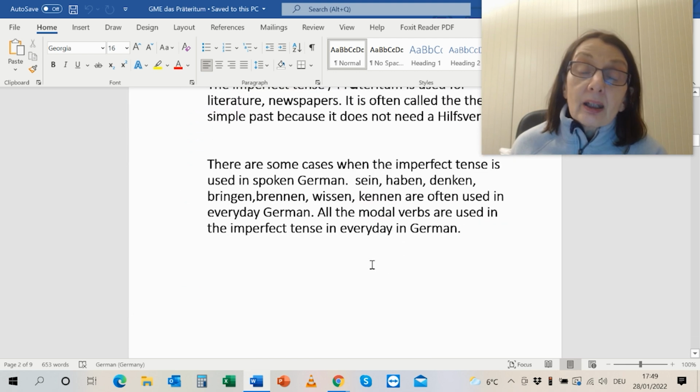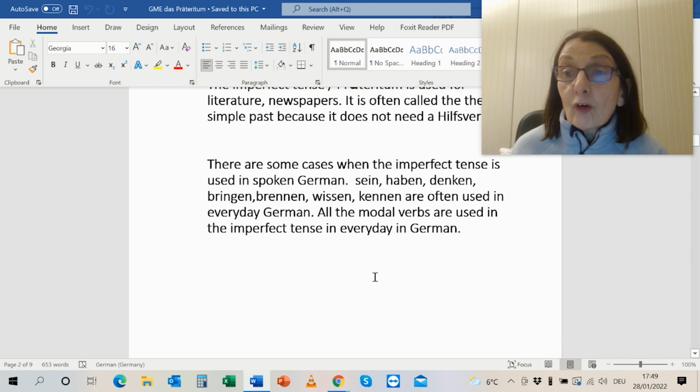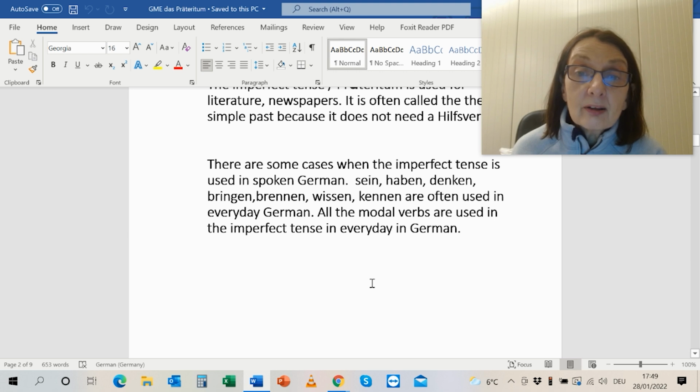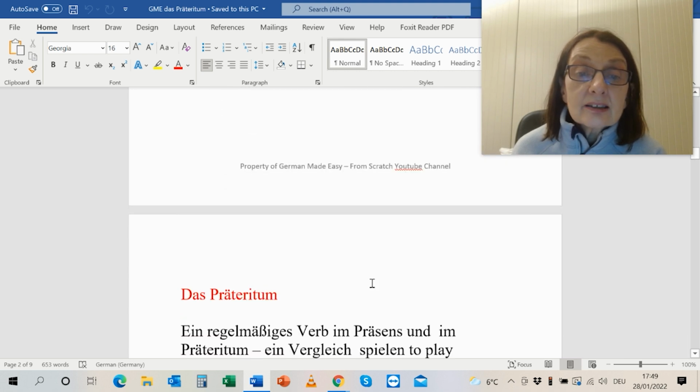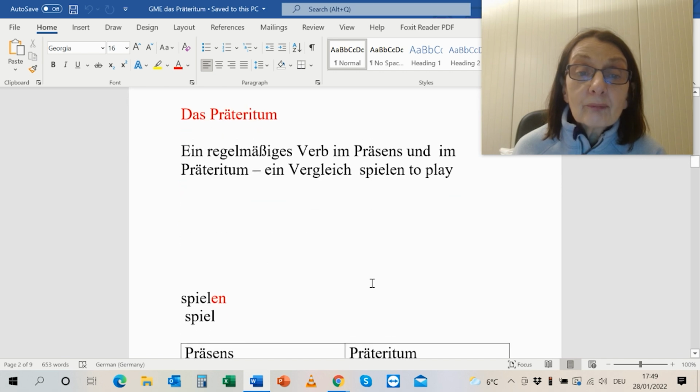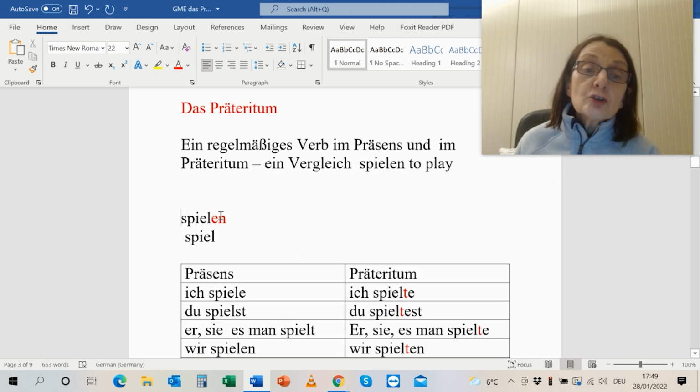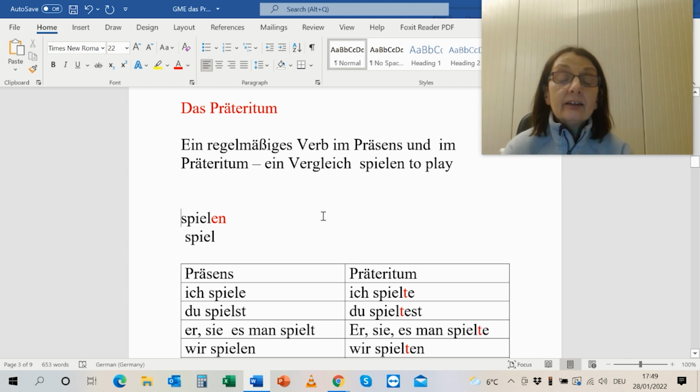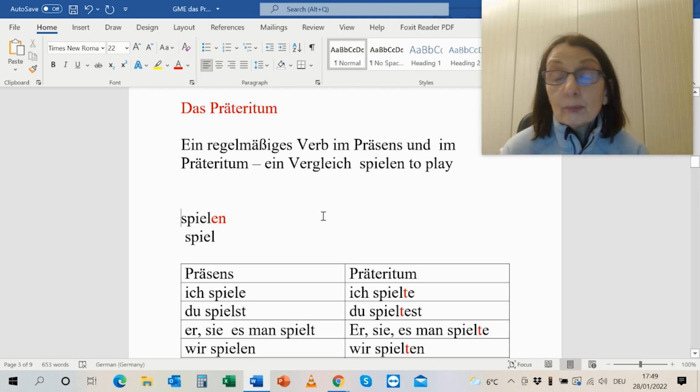Well, it's a verb that's easily formed if you make a comparison between the present and the Präteritum. So we'll take a look at how it is formed. I've chosen the verb spielen to do it. Spielen is the verb to play, and I just take the en off it, and I have my main stem, which is spiel. In the present tense, it's ich spiele, and for the Präteritum I just put a T instead. So I go from ich spiele in the present to ich spielte in the Präteritum.